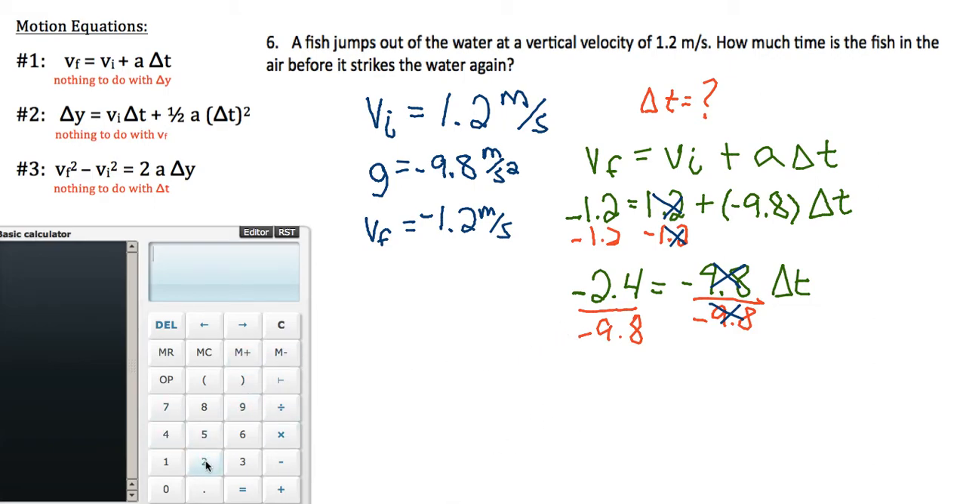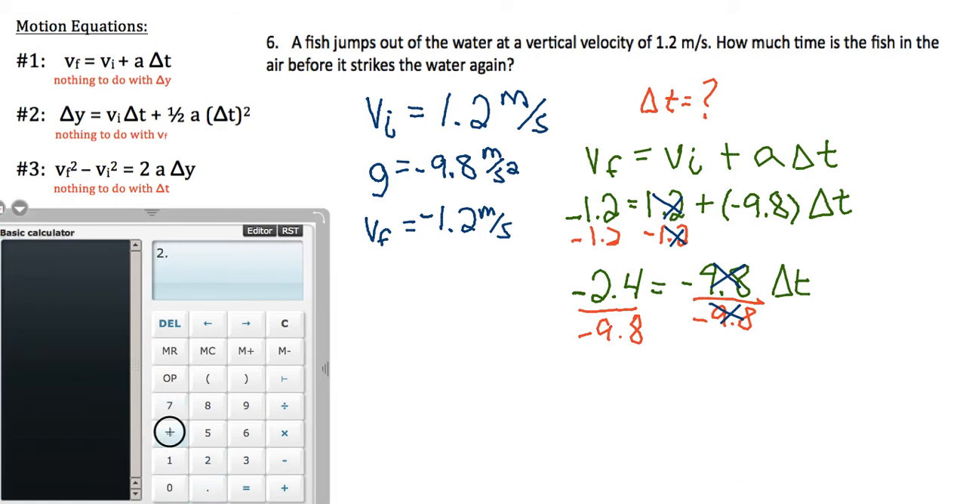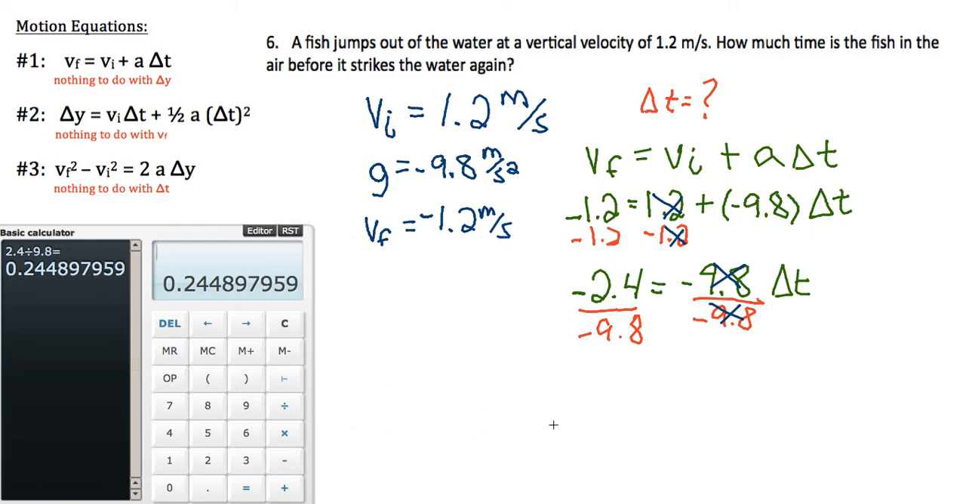Let's put that in the calculator. 2.4 divided by 9.8 gives you an answer of 0.245 about. Okay, that's what delta t is equal to, because all that's left on that right side of the equation is delta t. Now we measure time in seconds, so don't forget to put a label on that.